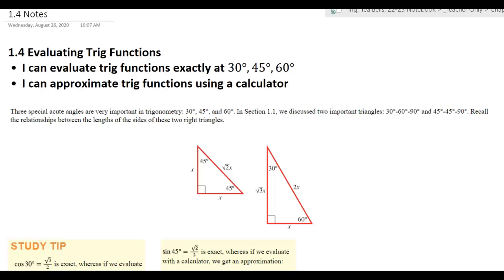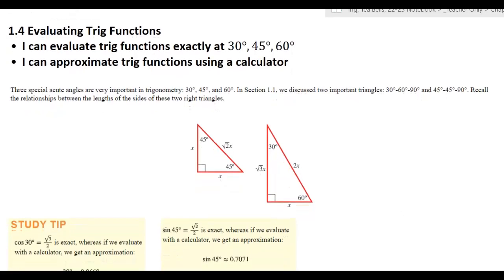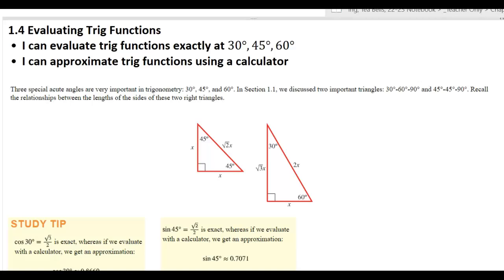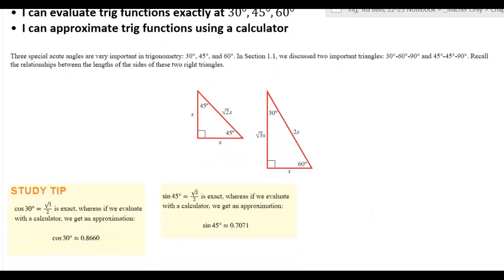Across from our 45s are our smaller sides, and then to get to the big side, we have x square root of 2. Our 30, 60, 90 is the same with our x, square root of 3x, and 2x.